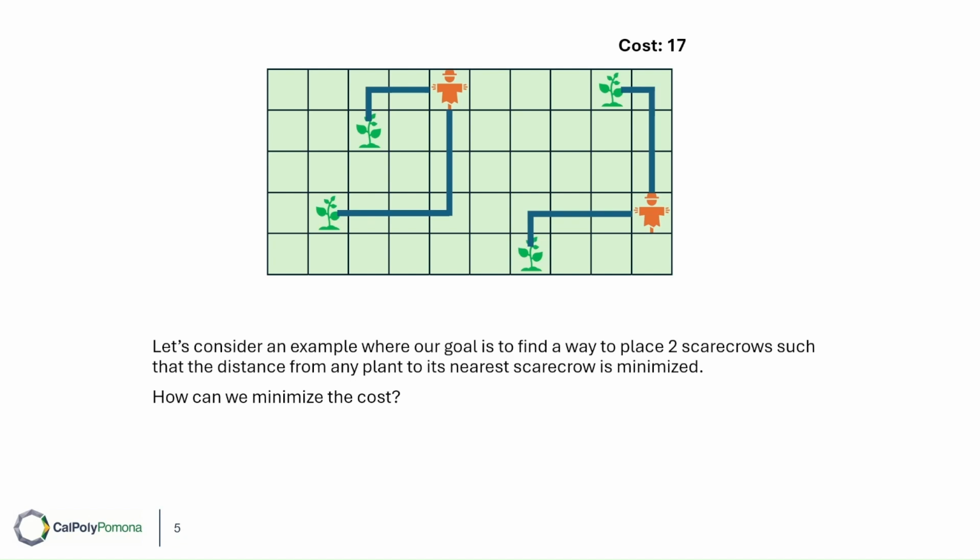Let's consider an example where our goal is to find a way to place two scarecrows such that the distance from any plant to its nearest scarecrow is minimized. And there are multiple ways of calculating the distance, but let's try the Manhattan distance for example. And for this particular configuration of scarecrows, if we sum up all the distances, we get a cost of 17. But can we, and how can we, minimize this cost?